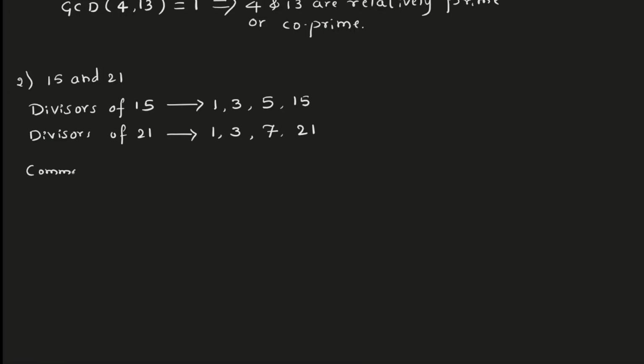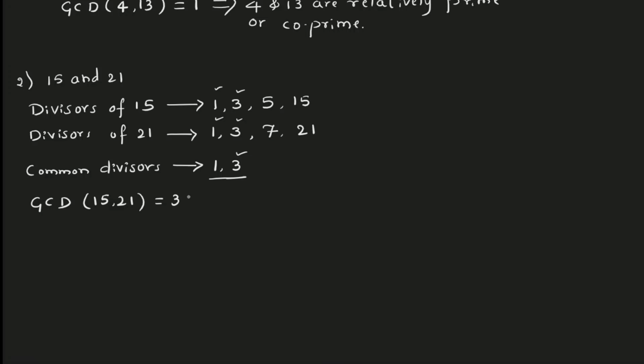So, common divisors. Here 1 is common, and 3 is common. Remaining, you don't have any common terms. So 1 and 3 are common divisors. Among these two, which is the highest? 3 is the highest, the greatest. So the GCD of 15 and 21 is 3.